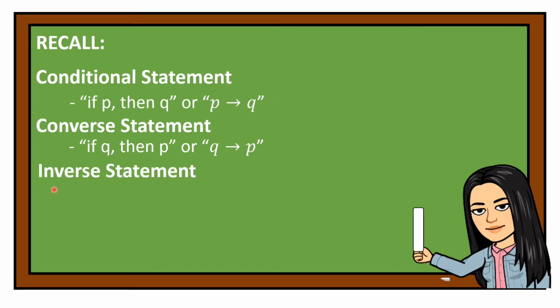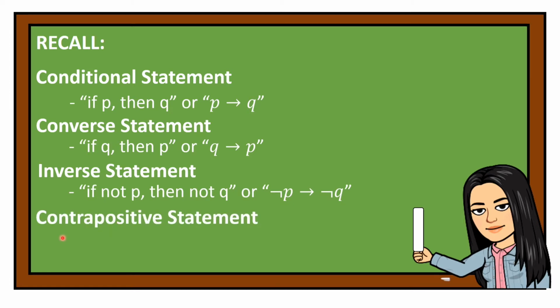Next is the inverse statement. The inverse statement is in the form, if not P, then not Q, or in symbols, not P implies not Q. The inverse statement is the negation of our conditional statement. The hypothesis is still in the if statement and the conclusion in the then statement, but both are in negative form, which is what we call negation.